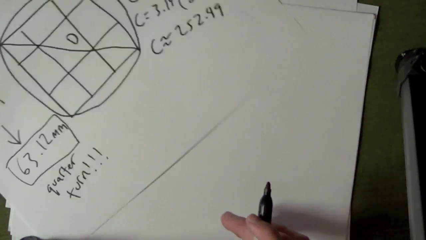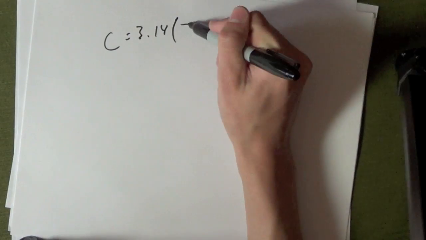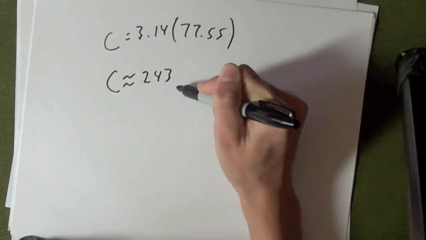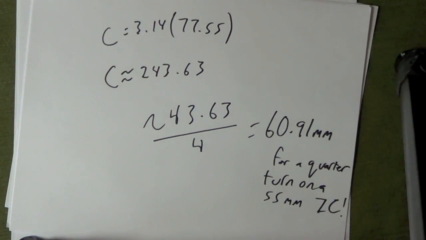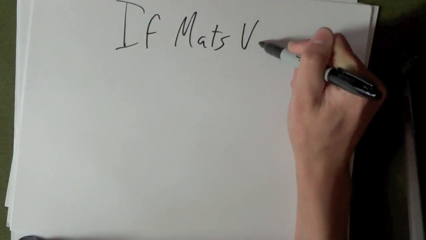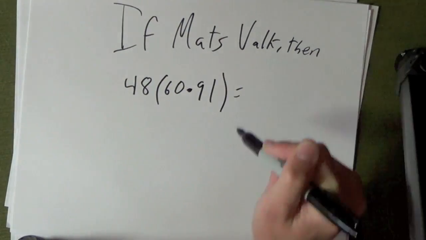With the same math we did earlier, we can show that for one quarter turn on a 55mm Zhanchi, a corner cubie travels 60.91 millimeters. So if Matt's Valk had done his solve on a 55mm Zhanchi, the total traveled would have been 2,923.68 millimeters.